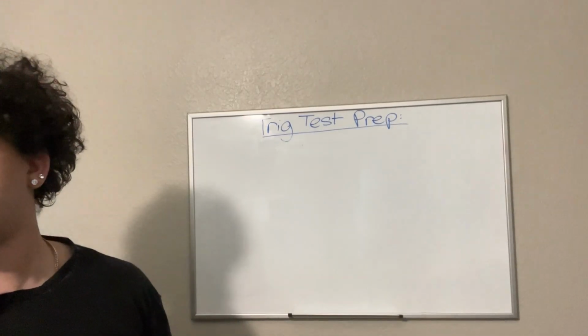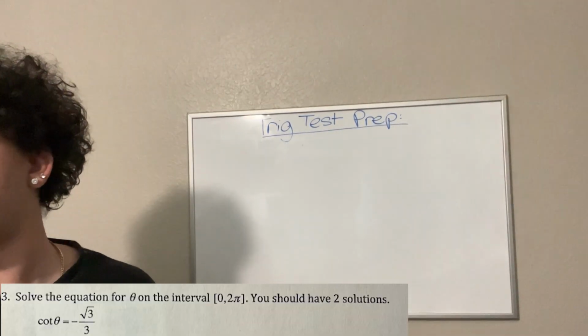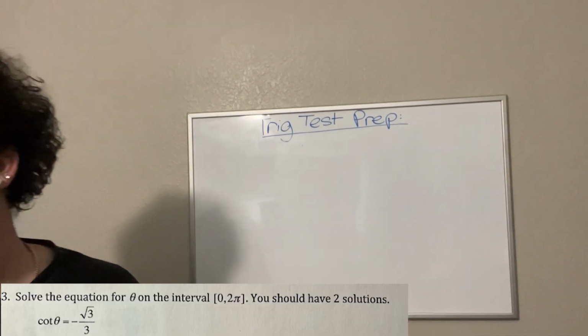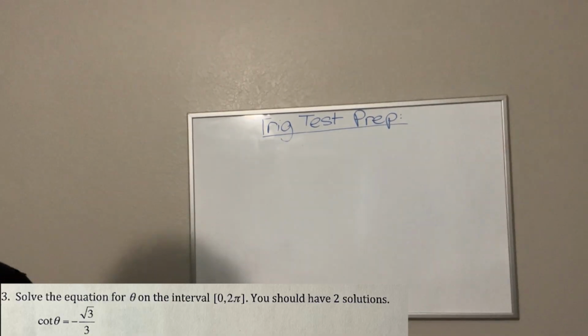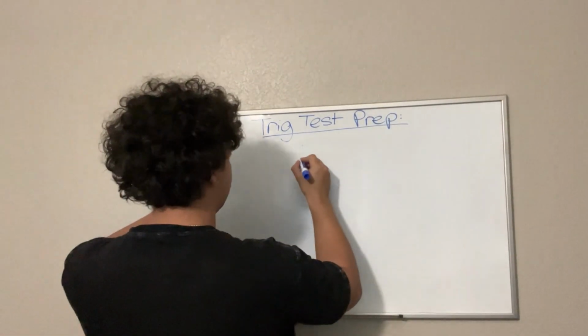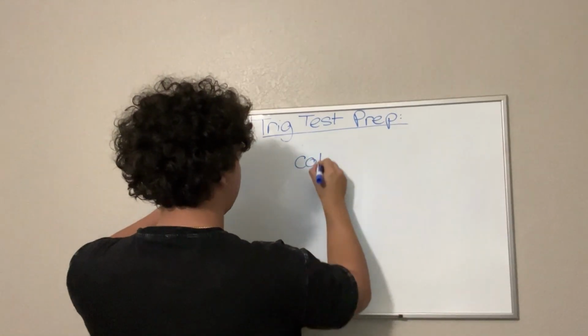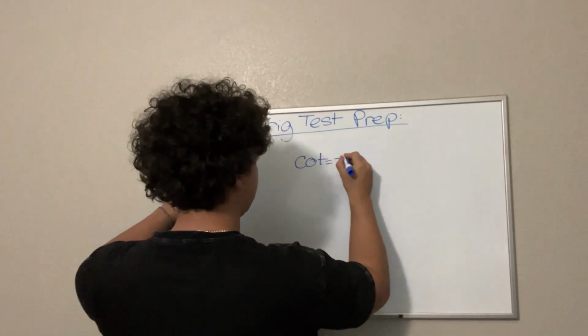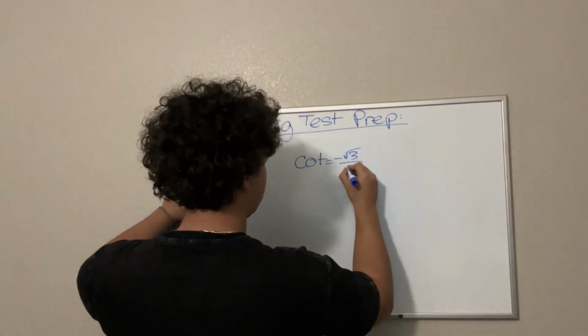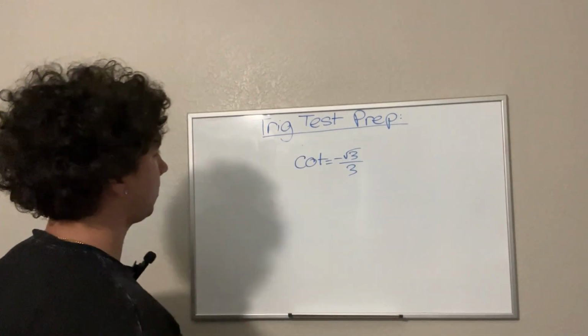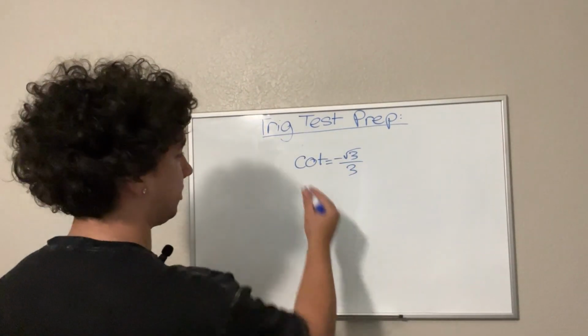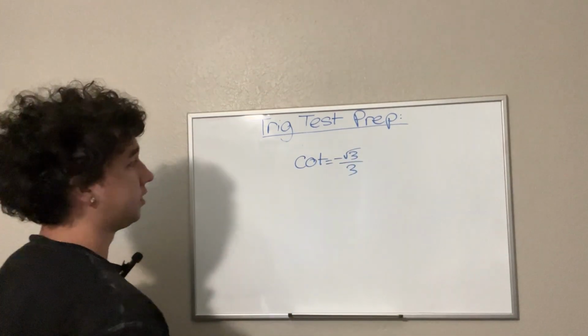All right, next one says, solve the equation for theta on intervals 0 to 2 pi. You should have two solutions for the cotangent of -√3 over 3. All right. First thing that I got to do is I'm going to change this cotangent to tangent.